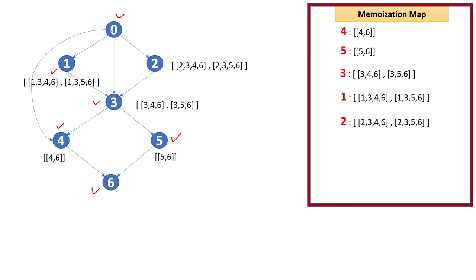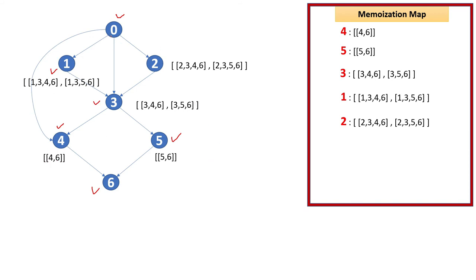So from 0, the last node remaining to visit is 4, right? What we can see from here is the paths present from 4 to 6. From this map we can get that, right? So now we just append 0 in front of 4 and 6. So from 0 to 6 the path will be 0, 4, 6 via this route, right?